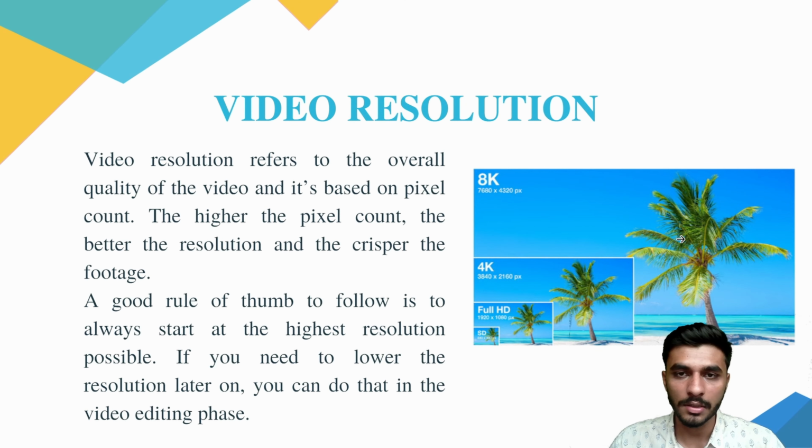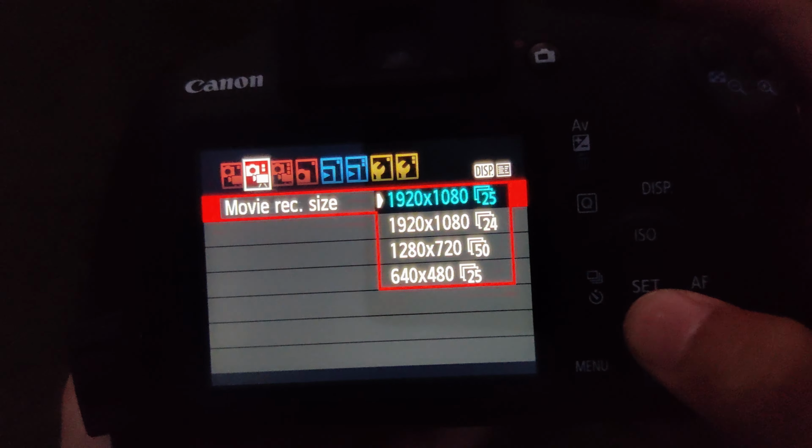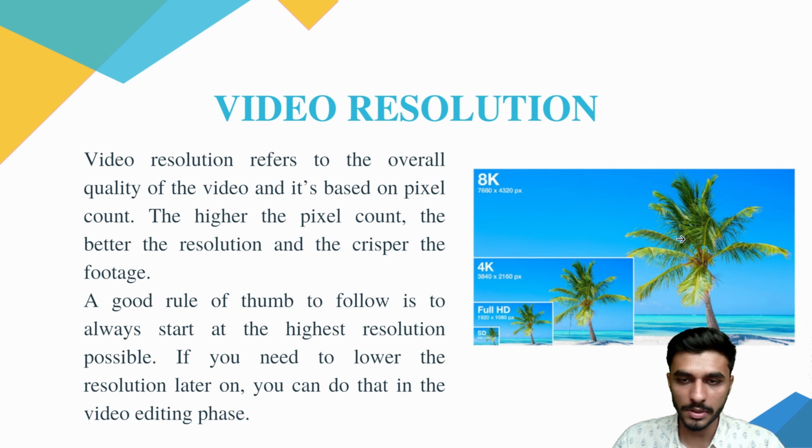Now let's discuss the various camera settings. The first setting is the video resolution. Video resolution refers to the overall quality of the video and it's based on pixel count. The higher the pixel count, the better the resolution and the crispier the footage. A good rule of thumb to follow is to always start at the highest resolution possible.